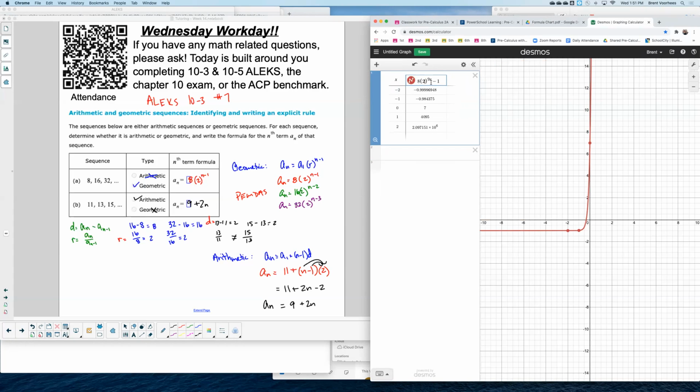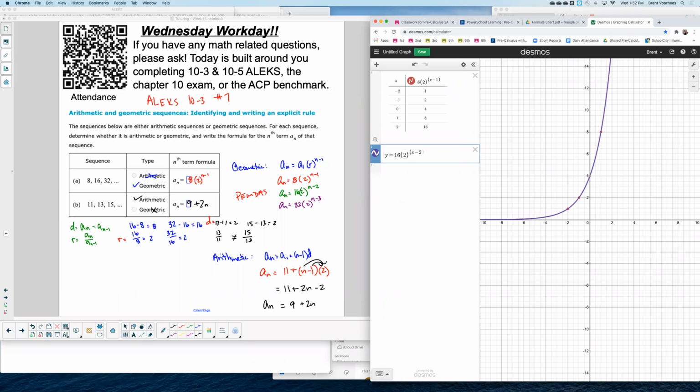A lot of things are not cooperating with me. Okay, 9x minus 1. There's my formula that I was trying to type in a second ago. And then the second one is y equals 16 times 2 to the power of x minus 2. And this time I'm going to copy first. My last one is 32 to the power of x minus 3. And I'll change the color.